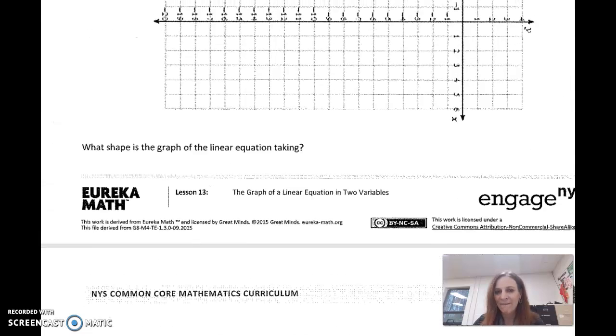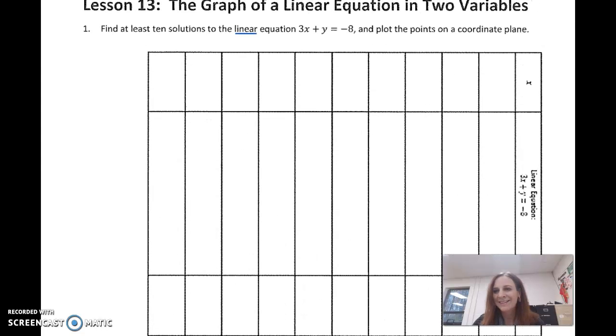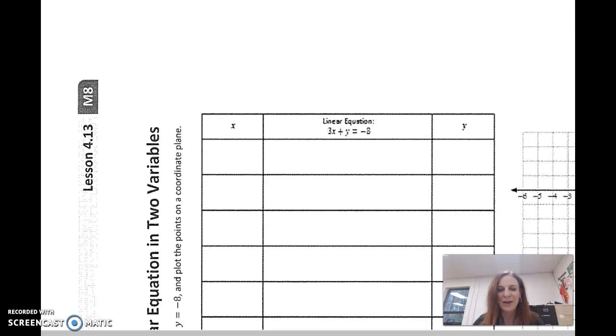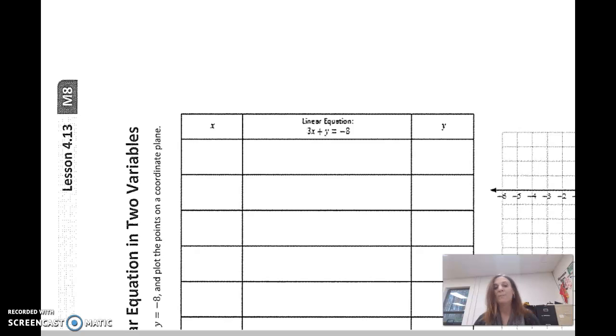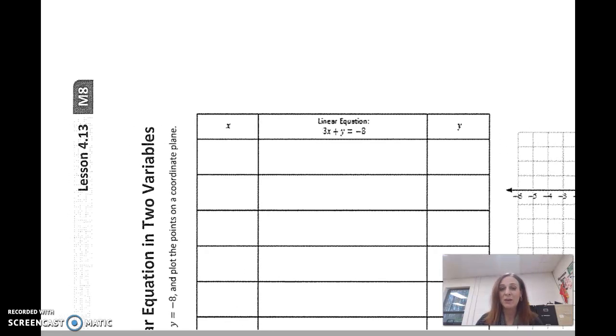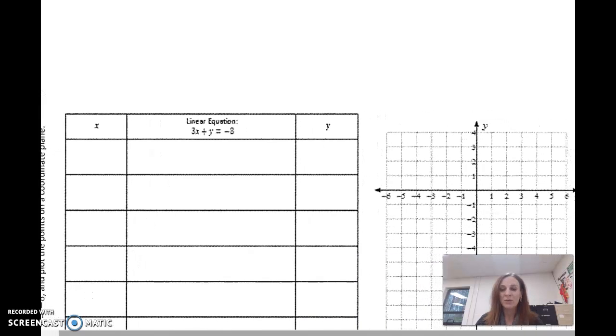Let's try this again. Okay, and so what we want to do here is just like we were doing the other day. We're going to pick x values and figure out what they mean for y values. Now, we've got our graph right here.